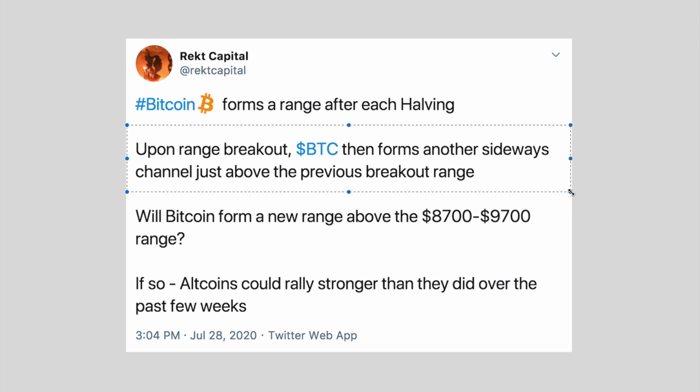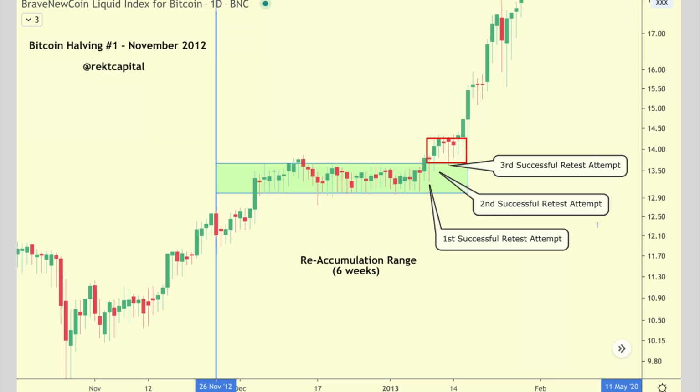It sounds very wishy-washy, but if we just think about this, and I'm just going to present this to you, I'm going to showcase post-halving price action after halving 1 and halving 2, and we're going to use these tendencies to potentially predict what could happen for Bitcoin after halving 3. So let's have a look at halving number 1, specifically post-halving number 1.